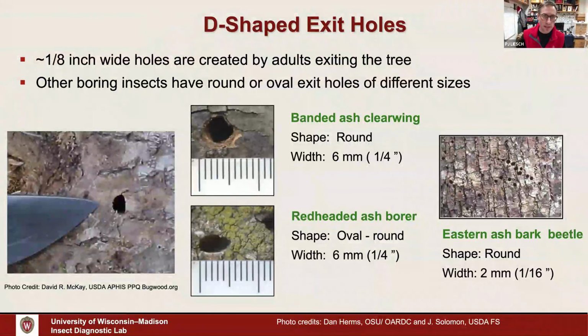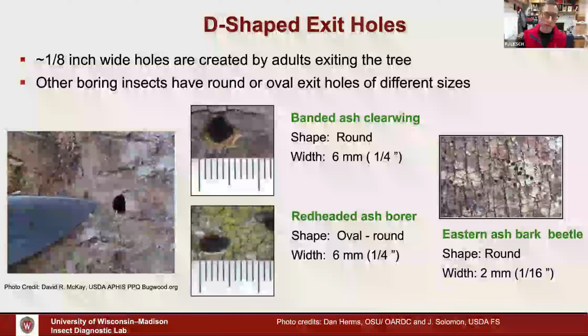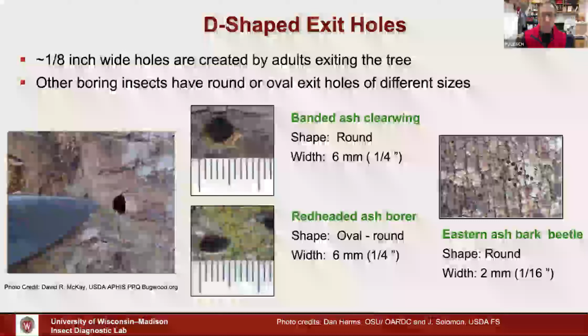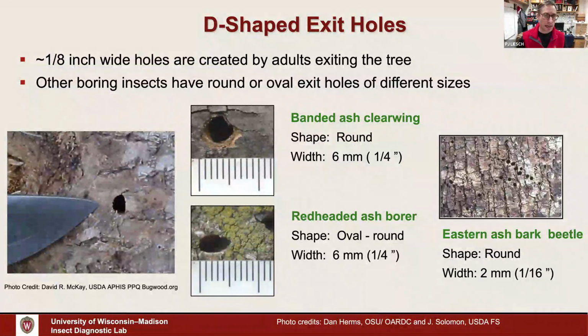The exit holes of EAB are distinctly D-shaped because their backside, their dorsal side, is flat. The underside, their belly, if you will, is rounded. So the photo on the left shows a D-shaped exit hole, and those are 1/8 of an inch wide. That's very distinctive for emerald ash borer and other members of the genus Agrilus. We've got some other native insects associated with ashes. The holes are going to be different sizes or different shapes.